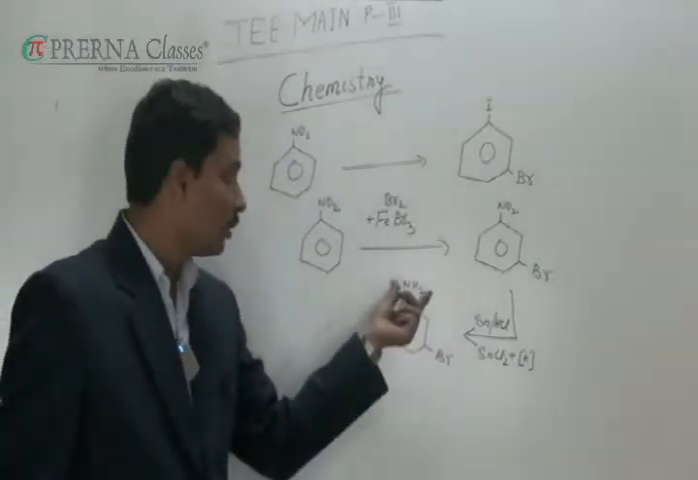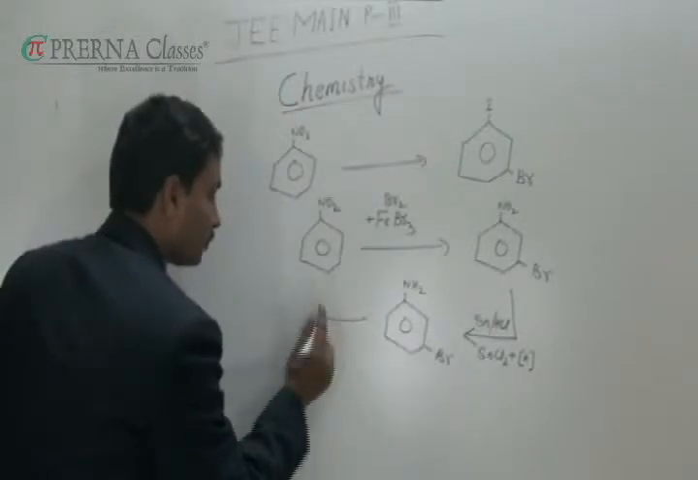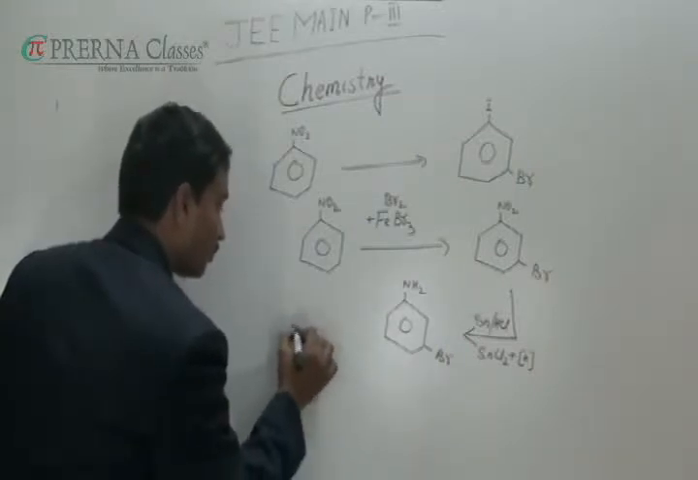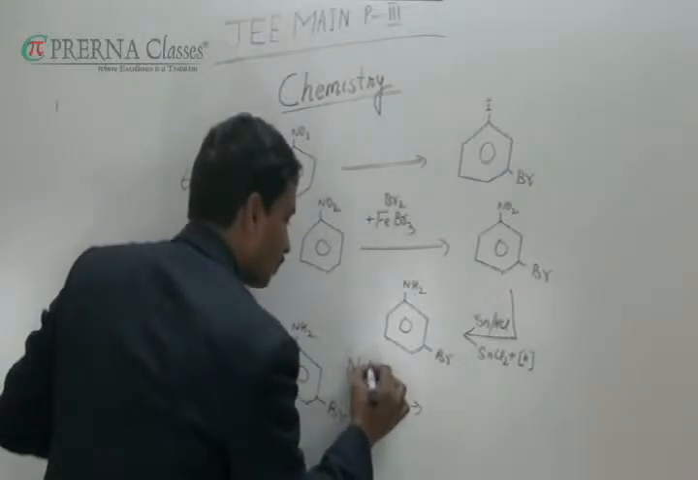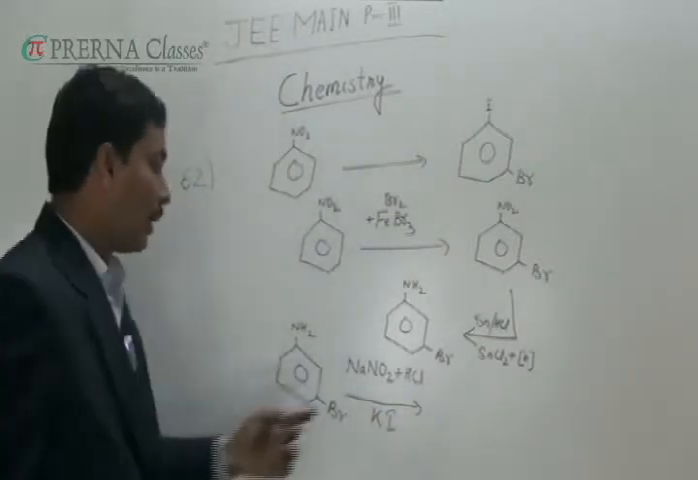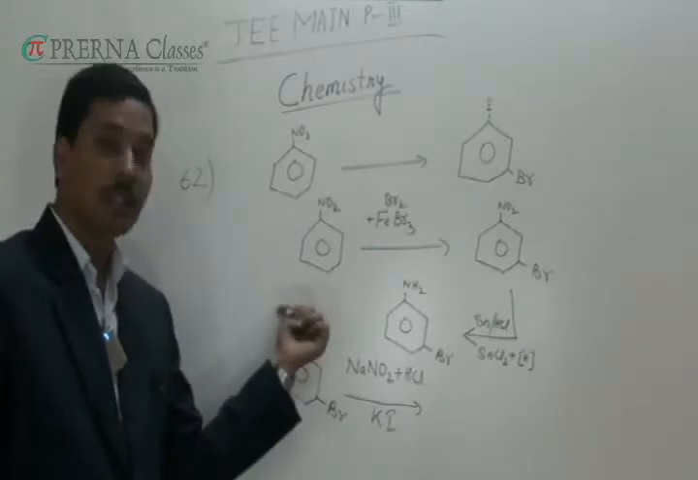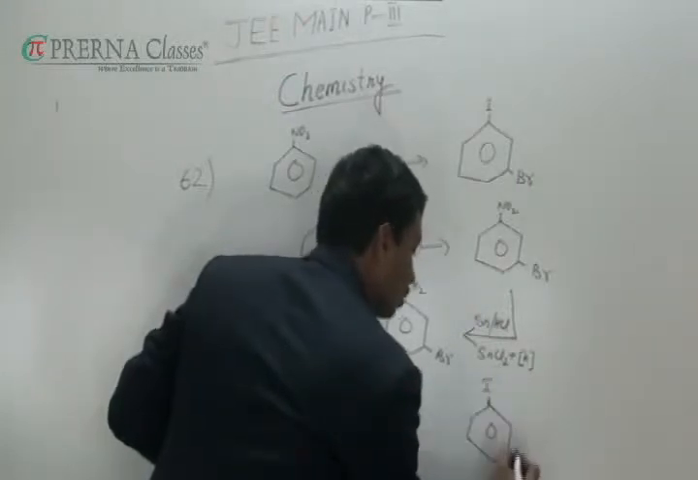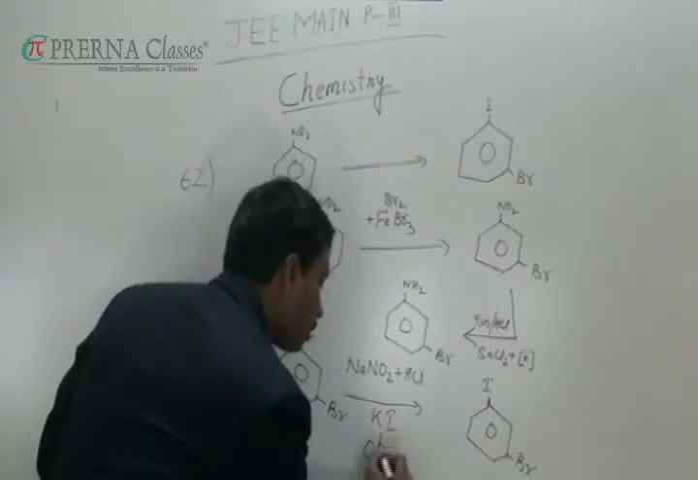NH2 and Br. Now we have to convert this NH2 into I group. So we can use NaNO2 plus HCl followed by KI. So this NH2 group is converted into iodine. So we can write... and it matches with option C. So again the answer is option C.